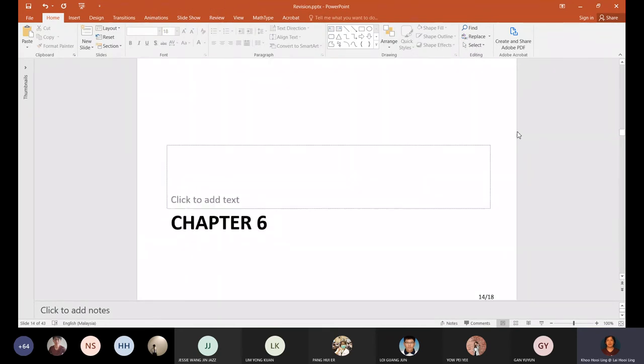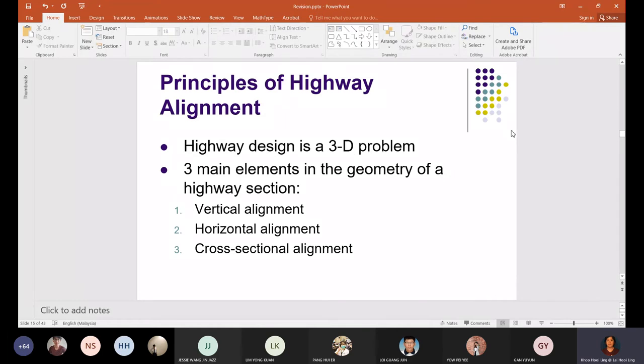Then chapter 6, that is highway engineering. The main thing about this is the highway design: vertical alignment, horizontal alignment, cross-sectional, and don't forget your interchanges and intersections. Highway design is a 3D problem, but when we actually do the design, it becomes a 2D problem. Because we have stationing representing your X direction, and then your elevation representing your Y axis. When you project it on paper, it becomes a 2D problem.